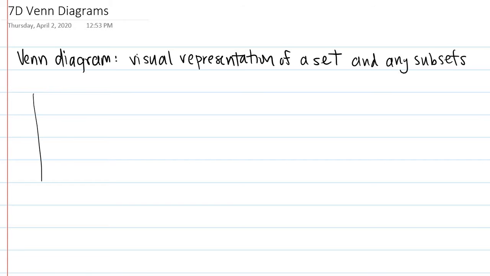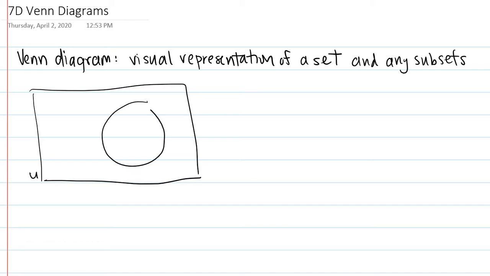The universe is represented by a rectangle, often labeled U for universe. And you have to have that rectangle because that rectangle borders in the universe for you. Then inside the Venn diagram, there are various circles, and the circles represent subsets of that universe. So in this example, A is a subset of the universe.